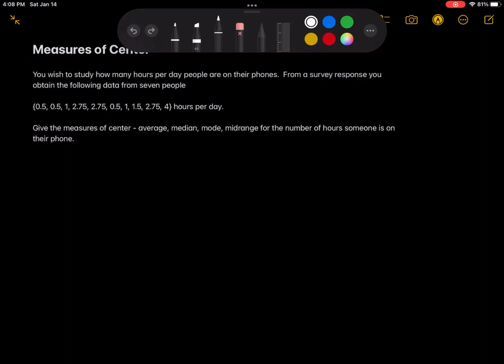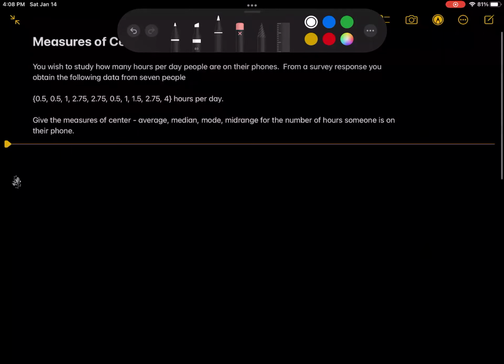I want to give the measures of center. So I want to understand the set with a single number. The first measure of center that we have is the average, otherwise known as the mean. And the equation of this is the sum of the data divided by the number of data points that you have.